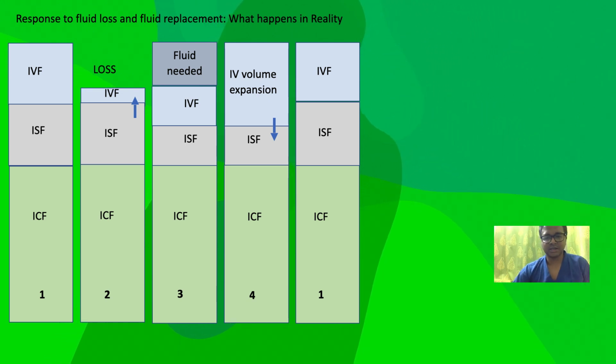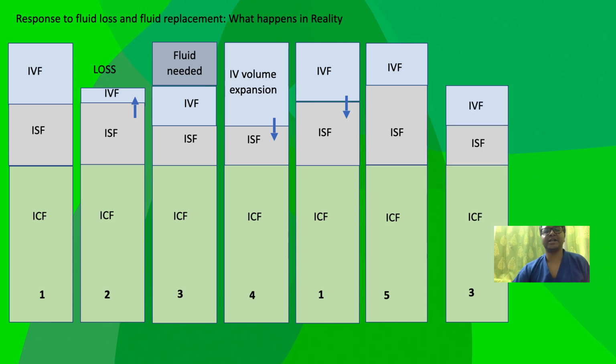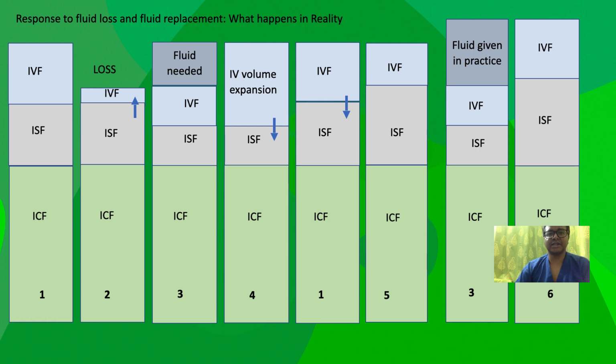But unfortunately, this doesn't happen because our capillaries are still leaky, and now some amount of intravascular fluid will again move into the interstitial fluid compartment, contracting our intravascular fluid once again, and again the cardiac output falls. And hence, even if we have given fluids to our patients, we are not able to maintain the intravascular fluid volume. So what we do in reality, when we start resuscitating our patients, is give more fluids so that we restore the intravascular fluid volume. So the fluid given in practice is much more than the fluid which is needed on a calculated basis.